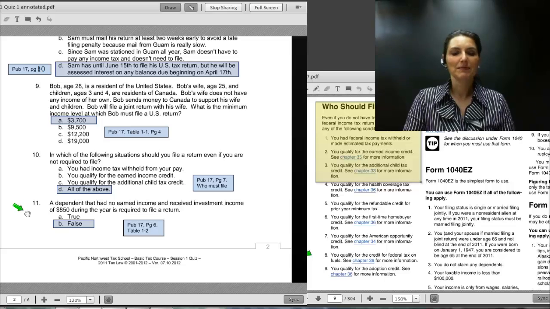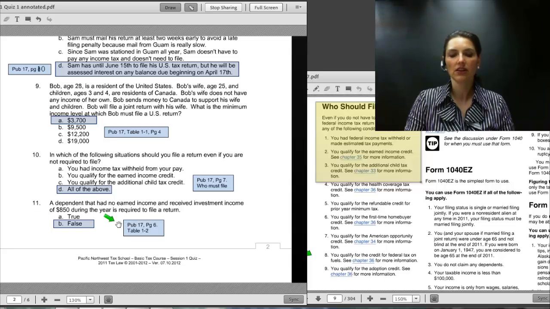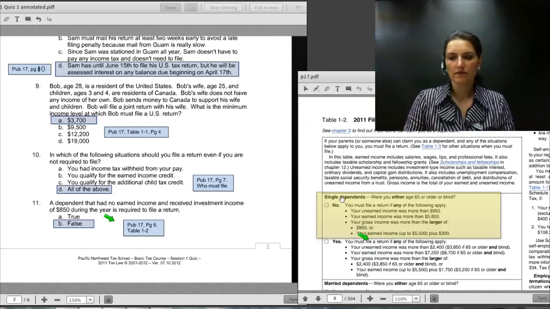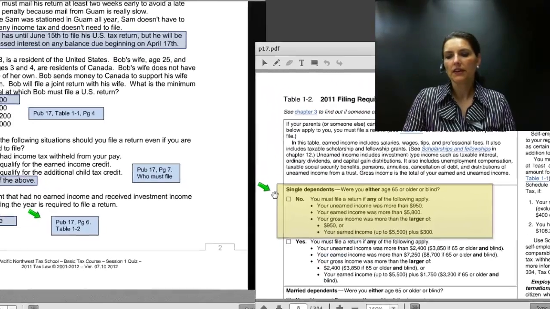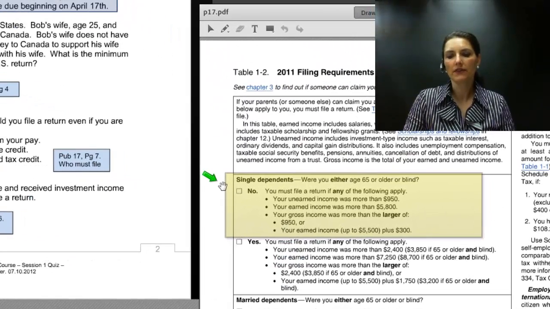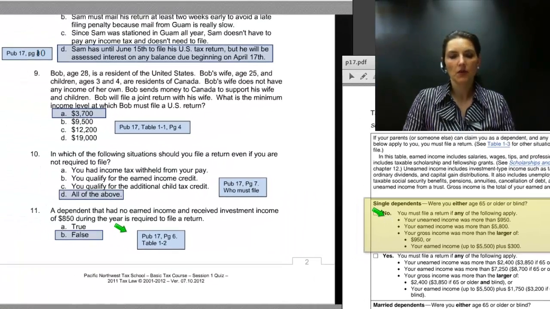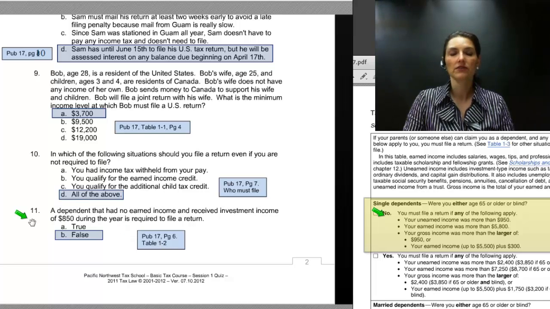Number 11, a dependent that had no earned income and received investment income of $850 during the year is required to file a tax return. The answer to that is false. You can go in Pub 17 to page 6 and take a look at Table 1-2. And here is Table 1-2. It says you must file if any of the following applies. Your unearned income was more than $950. Well, the only income he has is $850 for the year. Whether it's earned or unearned, it's less than $950. So 11 is false, not required to file.